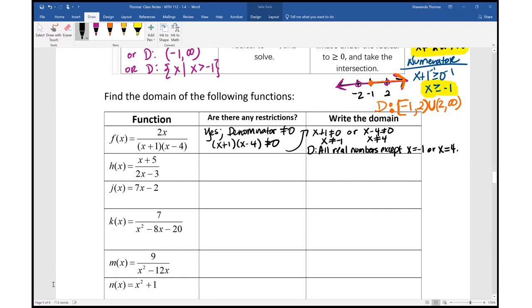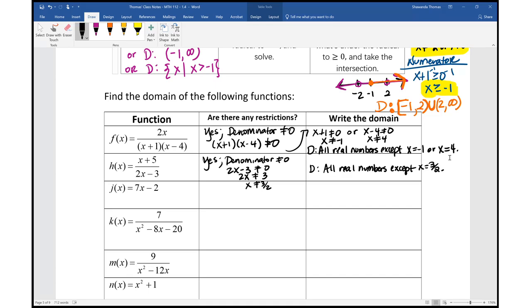All right, next we have h of x, x plus 5 over 2x minus 3. Same situation. We don't want that denominator to equal 0. Therefore, we set the denominator to not equal 0 to figure out what we don't want it to be. We don't want 2x to equal 3, and we don't want x to equal 3 halves. So the domain is all real numbers except x equals 3 halves. And of course, you can write it in 3 different ways.